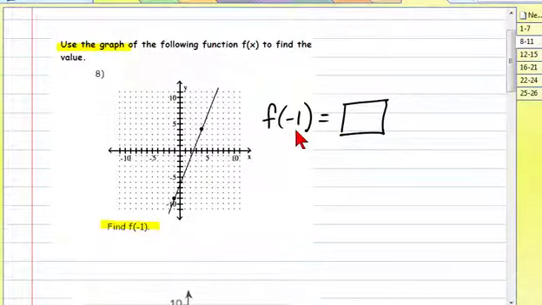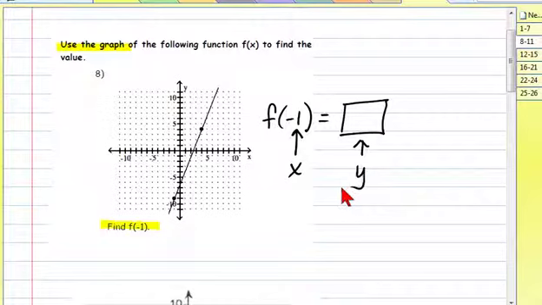X and y. What is this? An x or a y? The number inside is the x because it's f of x. The answer that you get is y. So what this question is saying is when f is negative 1, when x is negative 1, what's the y value?